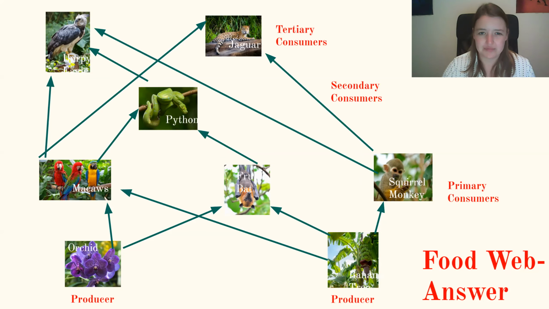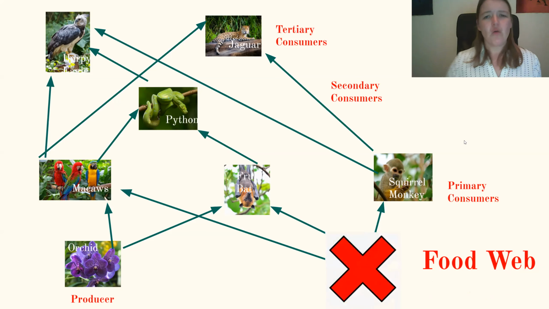How did it go? Did yours look slightly the same? It might have been a little bit more complicated, but hopefully you have got your harpy eagle and jaguar at the top of your food web, and underneath your producers are the orchid and the banana tree. Great job. It definitely isn't the easiest thing to draw.